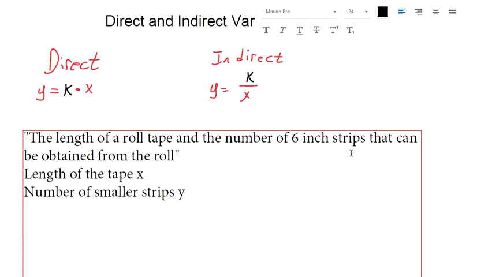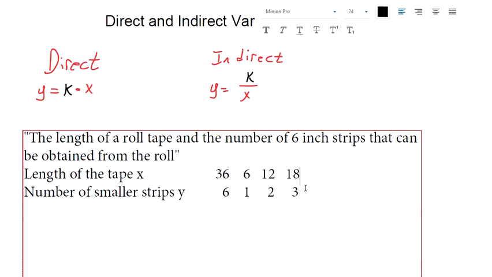Before we even try to make an equation, let's just play with some numbers. If there's 36 inches in the length of the tape, then the number of strips we have is 6, right? Because 36 divided by 6 makes 6. Let's actually start with something smaller. Let's say the length of the tape is 6 inches. That means we can only get one small strip that we need. If there are 12 inches in the roll of tape, then since each one is 6 inches, we can get 2. If there's 18 inches, then we can get 3.